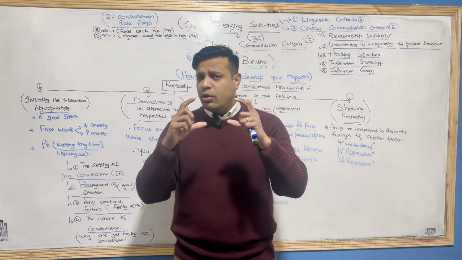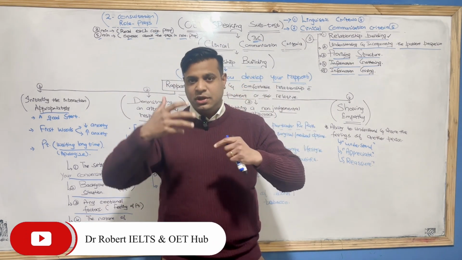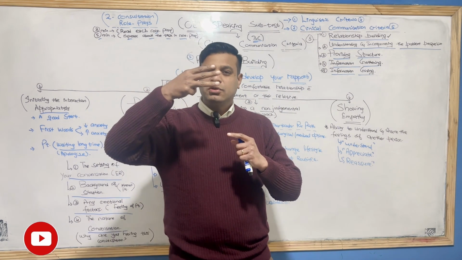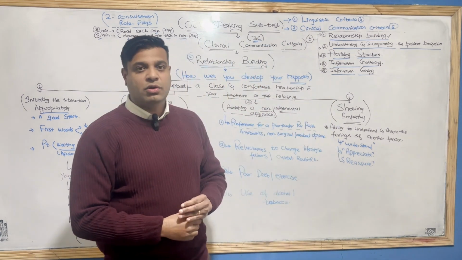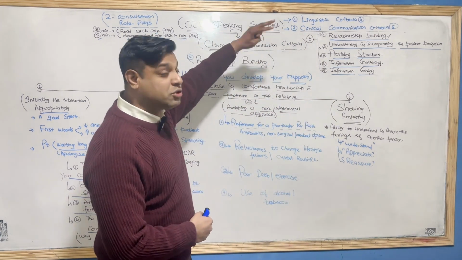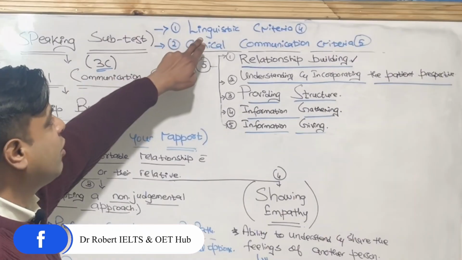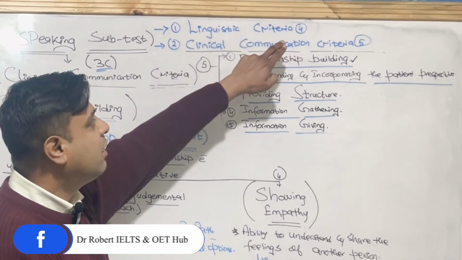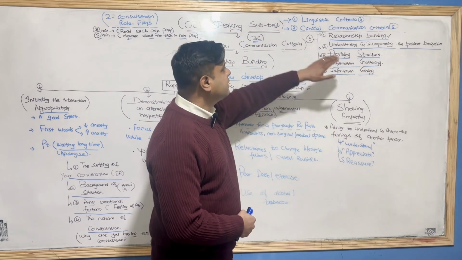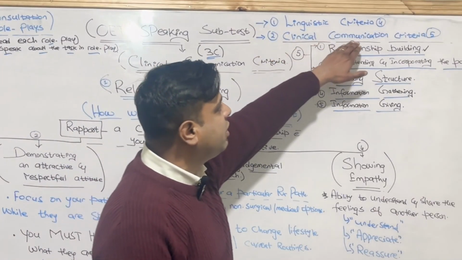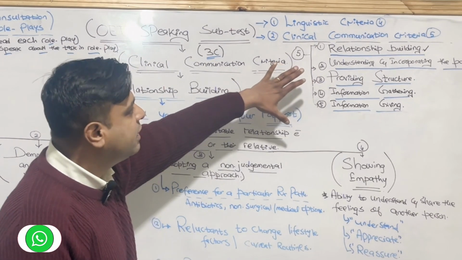The OET speaking has a setting, the background information and the task. So this test is divided into 3 sets. Now we are going to talk about the 2 criteria of the OET speaking subtest. There are 2 criteria where the examiner is going to analyze your speaking. The first one is called linguistic criteria. There are 4 linguistic criteria which I have discussed in the previous video. And then the second is called the clinical communication criteria, which is divided into 5 things.